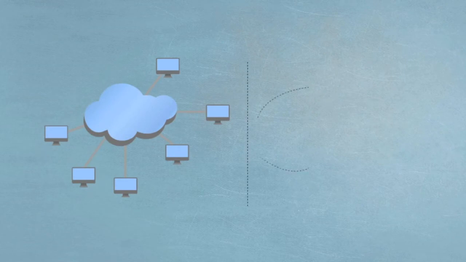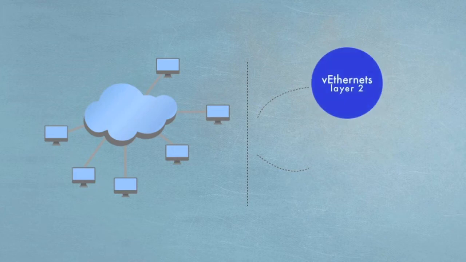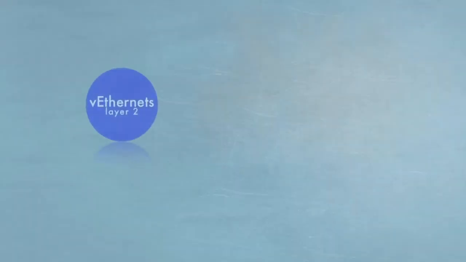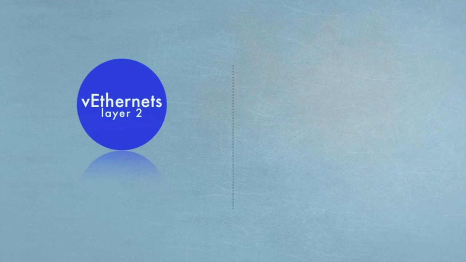Network isolation is the most basic requirement for multi-tenancy. Nimbula Director has 2 models for this: vEthernets, which work at layer 2 of the network, and security lists, which work at layer 3.